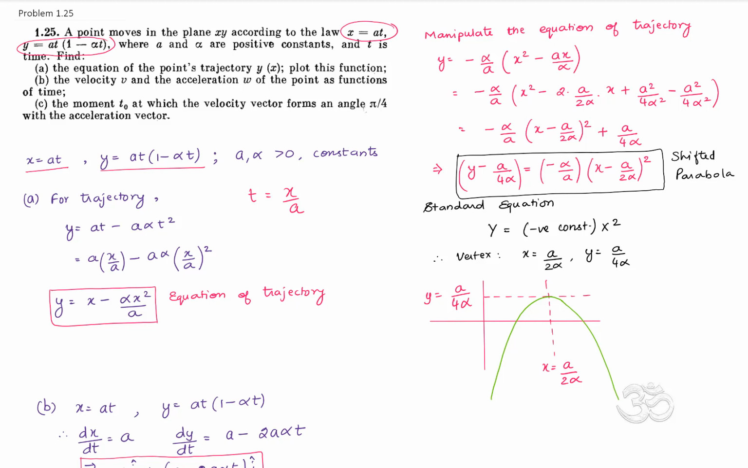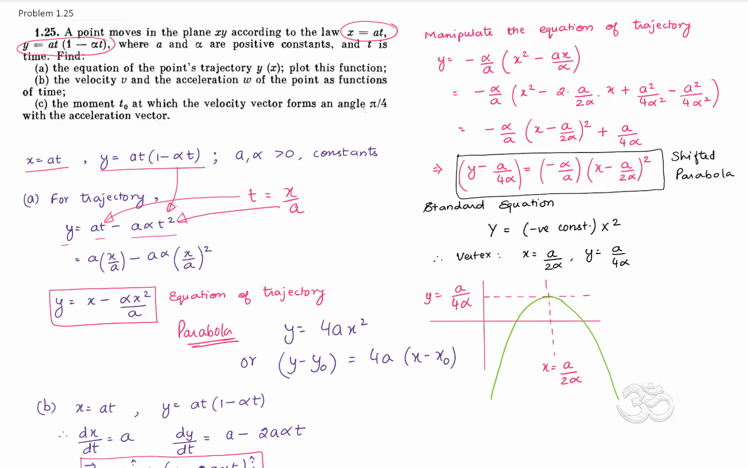So y's equation is y is equal to at minus a alpha t square. Opening up these brackets, and then in this equation we will substitute t is equal to x by a at both these places, and you will end up with y is equal to x minus alpha x square by a. This is the equation of trajectory. This equation looks like the equation of a parabola. The standard form of a parabolic equation is y is equal to 4a x square, or y minus y naught is equal to 4a into x minus x naught whole square in case of a vertex that is not the origin.